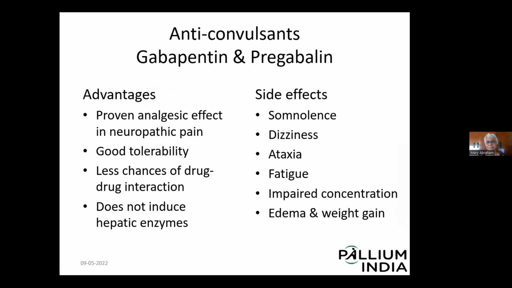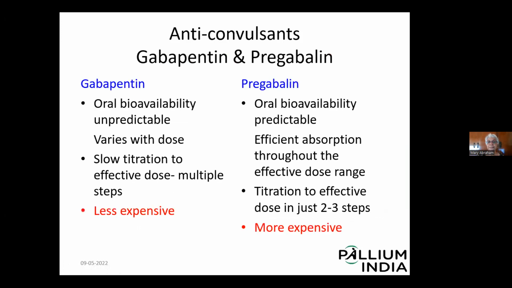Now, if you look at gabapentin and pregabalin, the advantages are that they are very well tolerated and have fewer chances of drug-drug interaction, but they have side effects like somnolence, dizziness, ataxia, fatigue, and weight gain. So these have to be explained to the patient, and accordingly you must give the drugs so that they do not fall or anything like that. If a patient takes a drug very late at night, then next day they may be very drowsy. So you should tell them to take it early, before 8 o'clock and things like that.